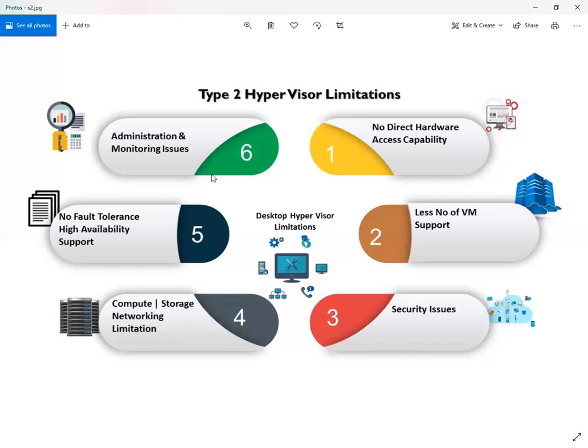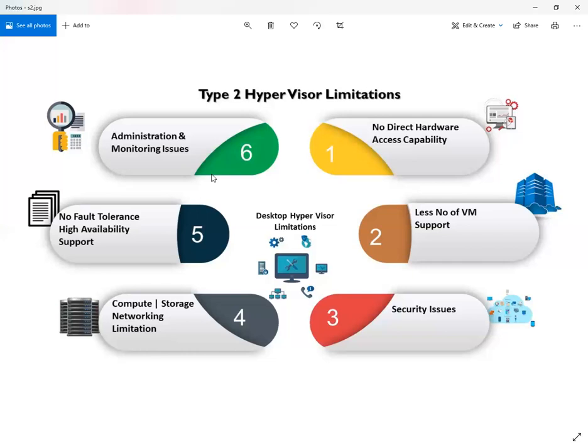The third and the major issue is about security. There are very few security options available which we can deploy for our virtualization infrastructure. So that is one of the major reasons due to which we are not going with the Type 2 hypervisor for our production data center.